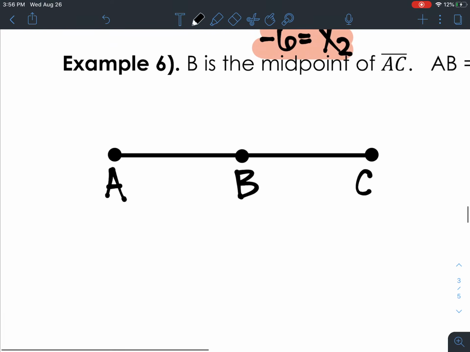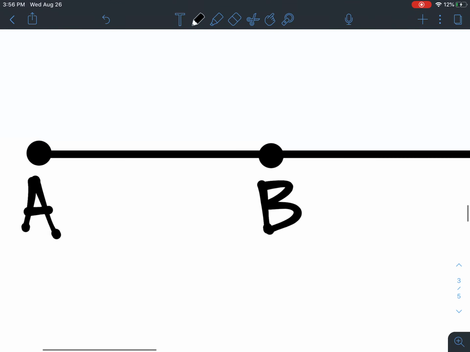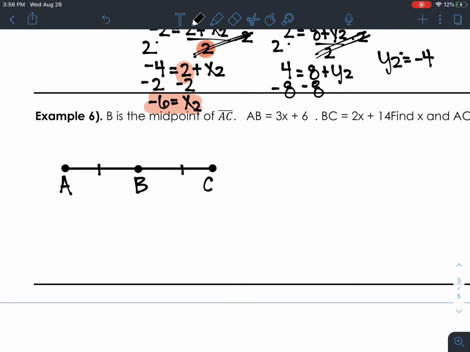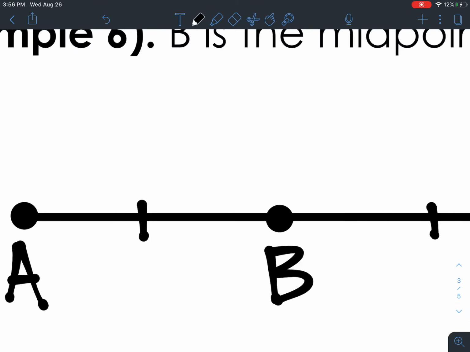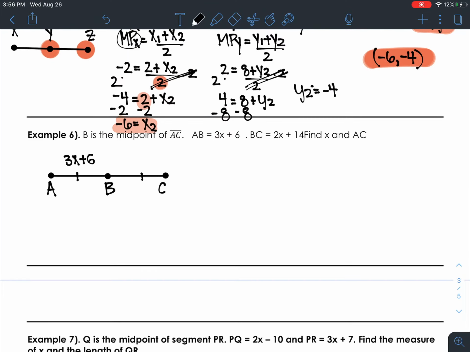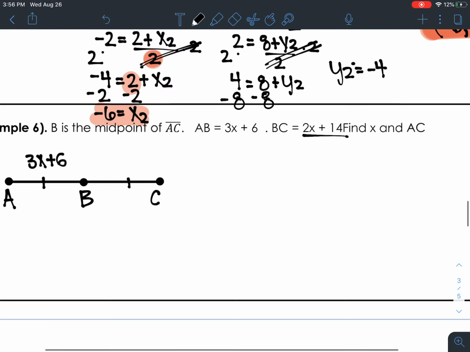Okay, so let's just talk real quick about what that means. If B is a midpoint of AC, what does that mean? Well, it means that AB is congruent to BC, which means that they have the same lengths, right? So let's go ahead and label what we got. We have AB is 3x plus 6, okay? And then BC is a little bit hard to see, but it's 2x plus 14.